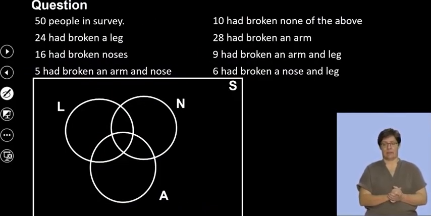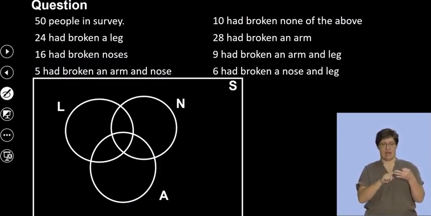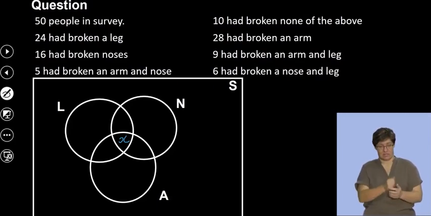So there we've got set L, set N, and set A. L standing for the leg, N for the nose, and A for the arm. And in the middle of this set, where they all overlap, I'm going to put an X. So the people that belong in that overlap will have broken a leg, an arm, and a nose. They've broken all three. And that's what we want to try and find. We know that in total there are 50.